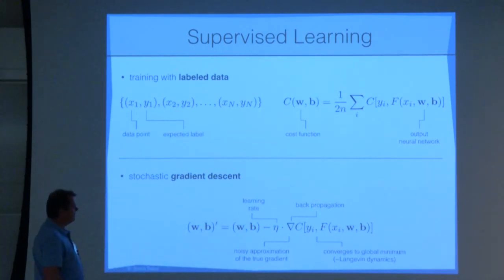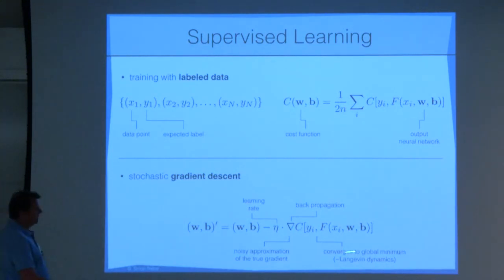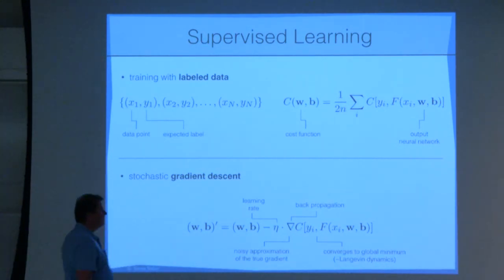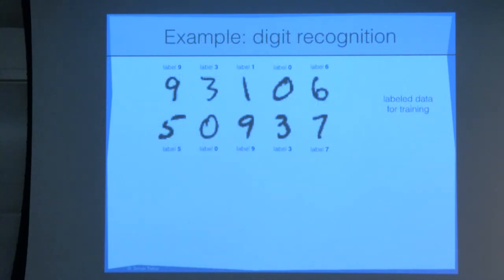You will have just invented another algorithm, and you will actually get a couple of thousand citations for just that idea. So here we go. This thing will converge to the global minimum. It's similar to a Langevin dynamics, what physicists think about. Let's go to an example.